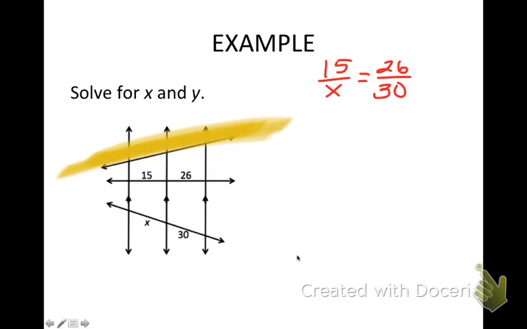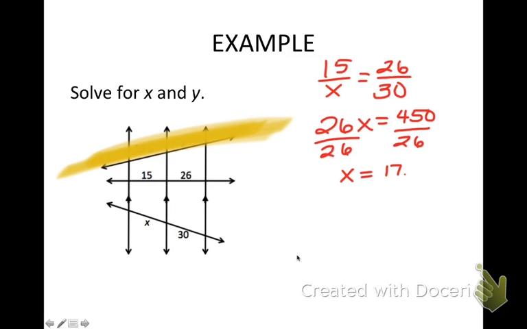Yes. Cross multiply. 26x is equal to 450. Divide that by 26. 17.307.